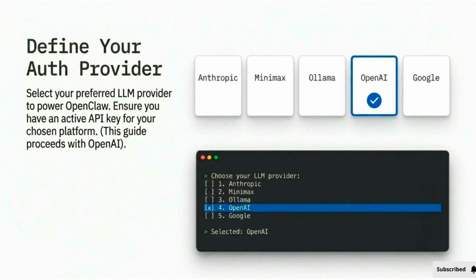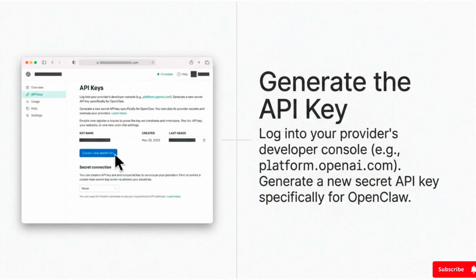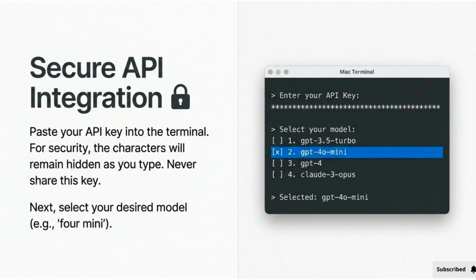Ensure you have an active API key ready. Log into your provider's developer console, for example, platform.openai.com. Generate a new secret API key specifically for OpenClaw. Paste your API key into the terminal. The characters will remain hidden for security. Next, select your desired model, such as GPT-4o Mini.